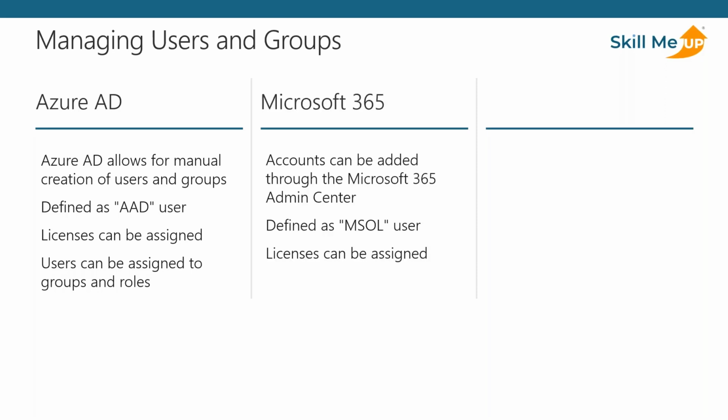If we use the Microsoft 365 Admin Center, then you can add them directly from that single pane. These are defined as what's called MSOL users, so Microsoft Online users. Now, just so you know, they are one and the same. An AAD user is the same as an MSOL user. They're just tagged differently. Licenses can be assigned and users can be assigned to groups and to roles, the same as you can in Azure AD.